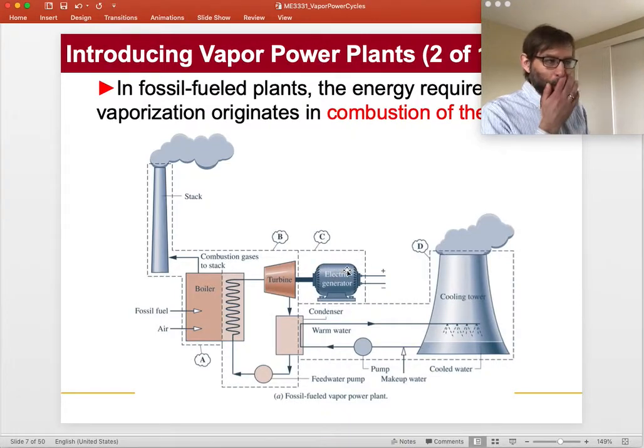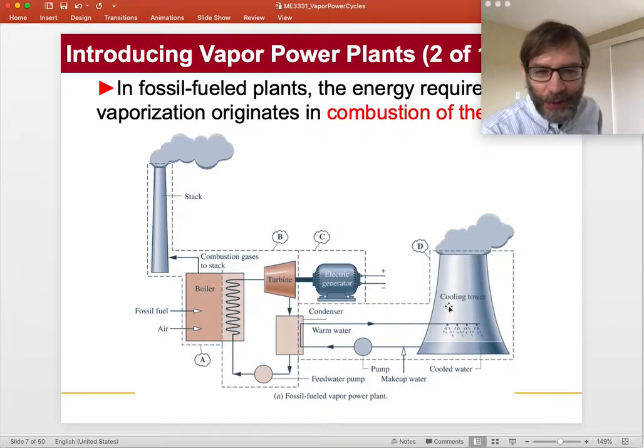Electric generation, that's how we take work from the turbine and make electricity out of it. We actually have a pump in here that we need to put some work into, but as we'll find out, it's minuscule compared to how much power you get out. You have a pump for water in a cooling tower. This is the modern, environmentally friendly version of this.